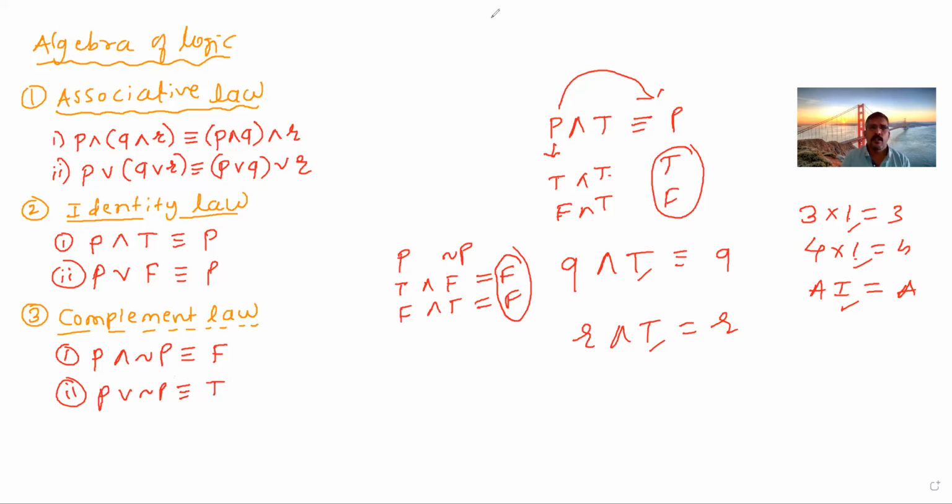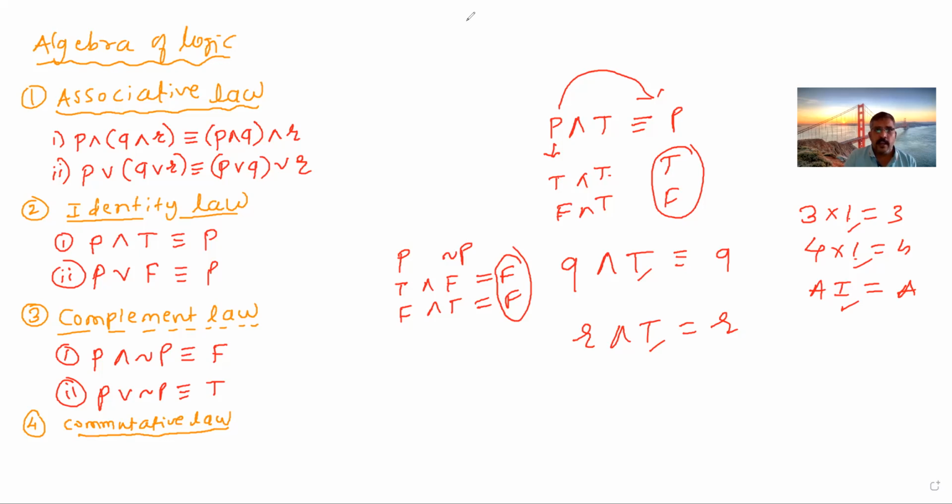Next, number four. After this, we have one simple law, that is the commutative law. What is the commutative law?